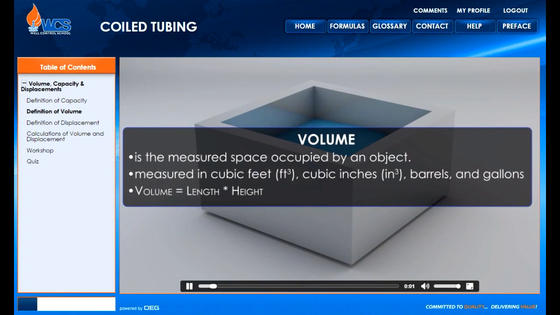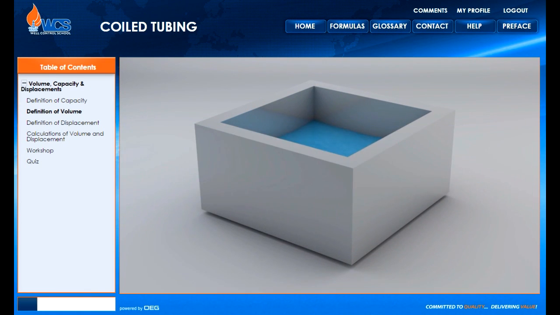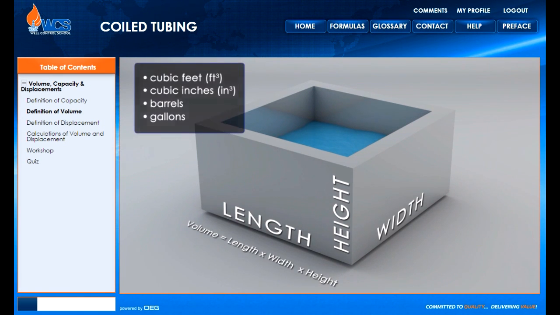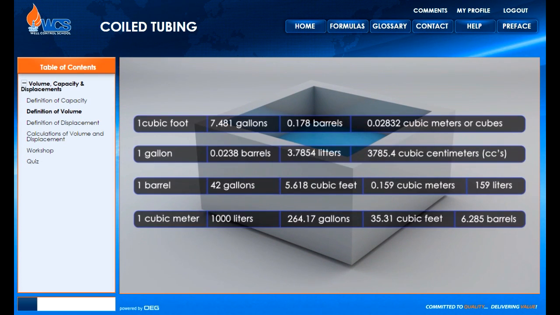Volume is defined as the measured space occupied by an object. Measured space means that volumes are three-dimensional and generally measured in terms of length, width, and height. Common units of measure for volume in well control operations are cubic feet, cubic inches, barrels, and gallons. Take some time to familiarize yourself with the conversion factors in the table as they will come in handy throughout the course.